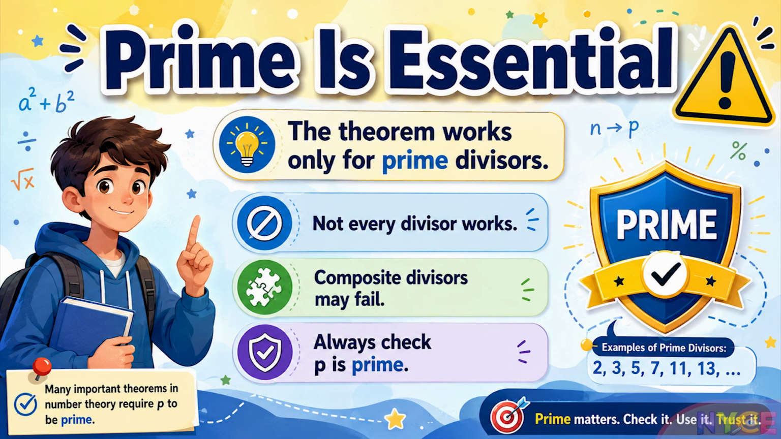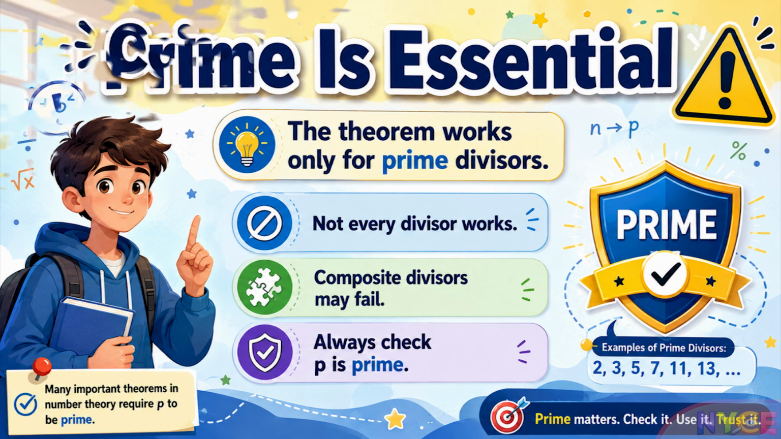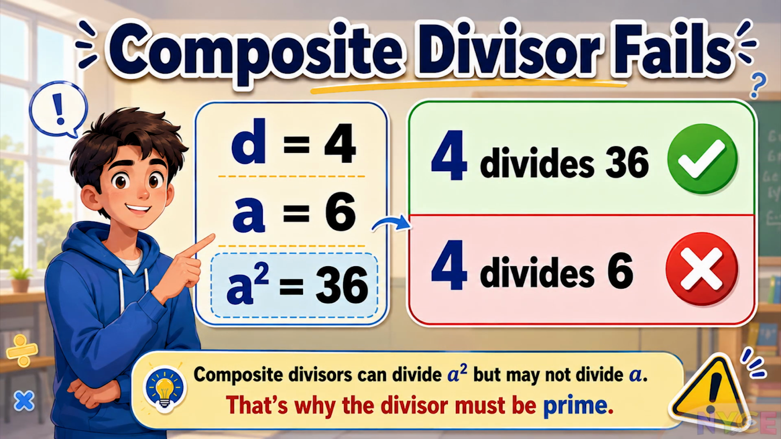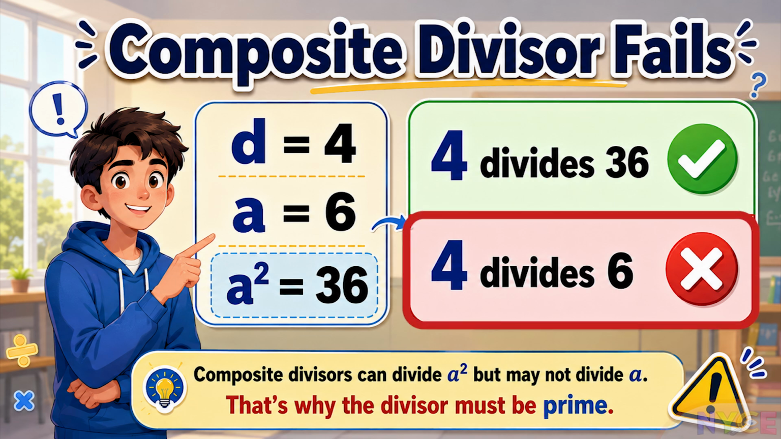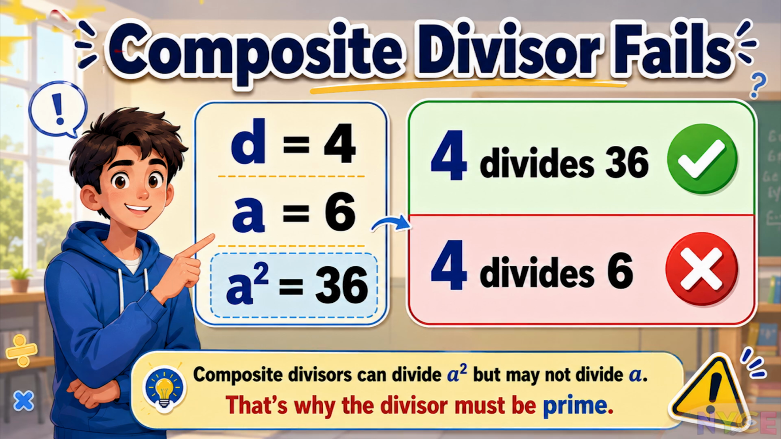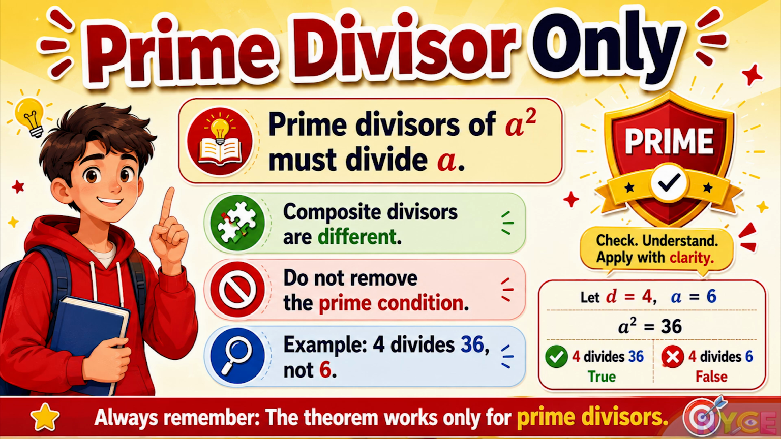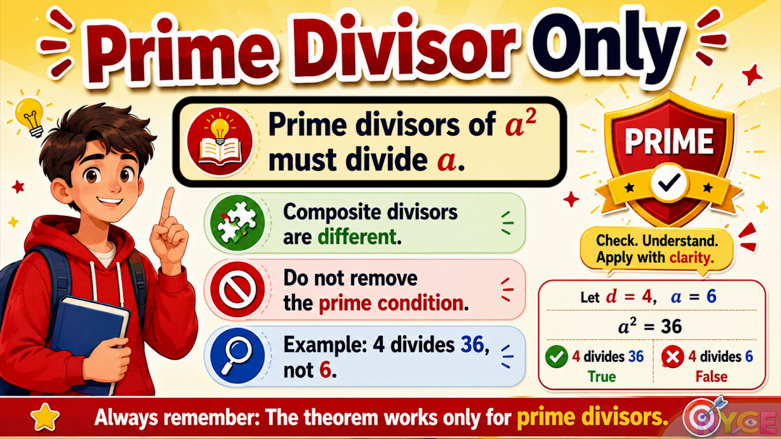The divisor must be prime. Let us see what goes wrong if the divisor is not prime. Take d equals 4 and a equals 6. Now a squared is 36. Does 4 divide 36? Yes, because 36 divided by 4 is 9. But does 4 divide the original number, 6? No, 6 divided by 4 is not a whole number. So the statement fails when the divisor is composite. This is why the theorem says prime p, not just any number. This theorem is not saying that every divisor of a squared divides a. It is saying that every prime divisor of a squared divides a.